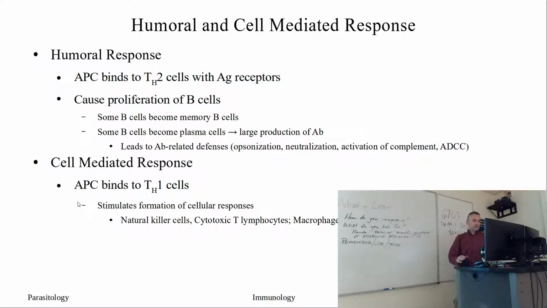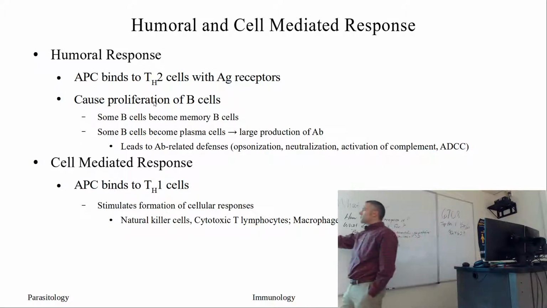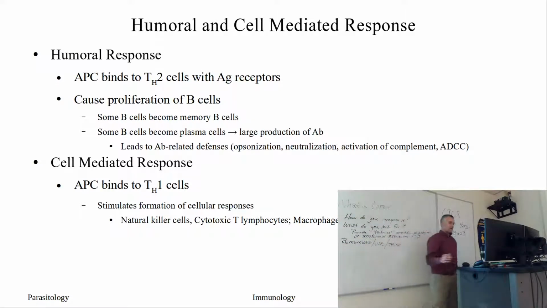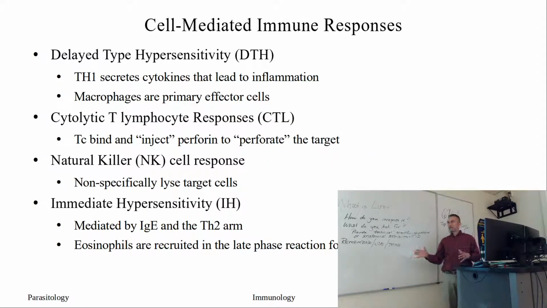All right, humoral response, our antigen presenting cells bind to Th2. We're going to get proliferation of the B cells and so forth. We kind of talked about that, and the antibodies provide all of these responses. The cell-mediated response is going to be predominantly this Th1. The cells that are important are the natural killer cells, cytotoxic T lymphocytes, macrophages, granulocytes, and so forth. So that slide was just summarizing what I had mentioned.